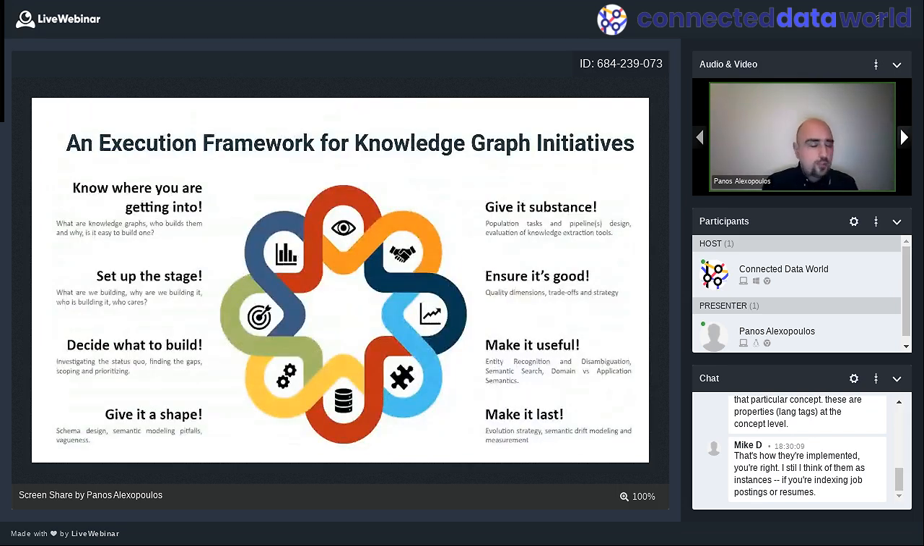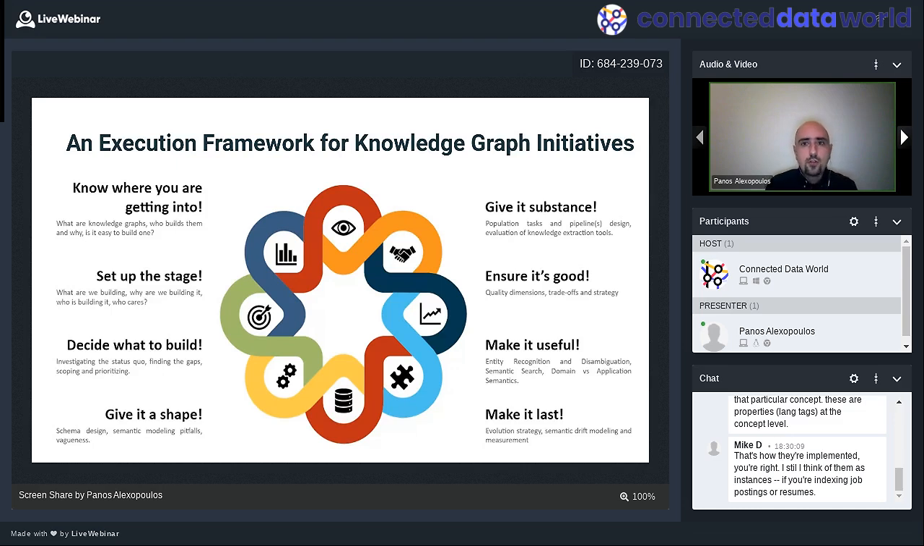In my book and in all these years of my experience, I know that there are a lot of methodologies out there that outline the steps that you need to take when you start developing a knowledge graph. I also try to create an execution framework, let's call it that, and I try to make it as high level as possible.